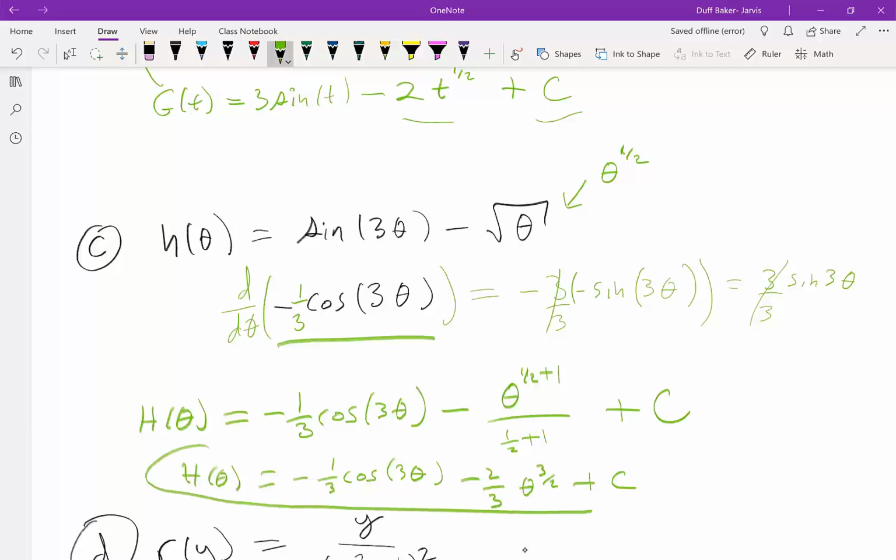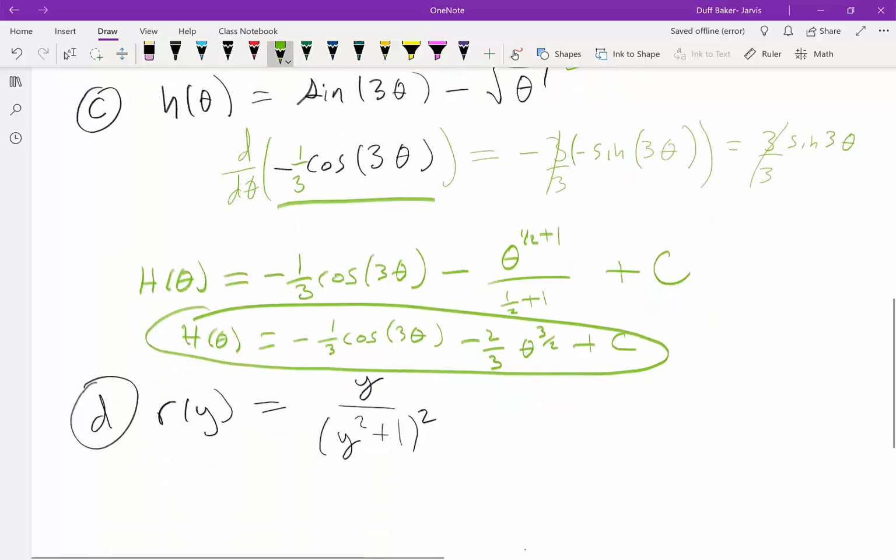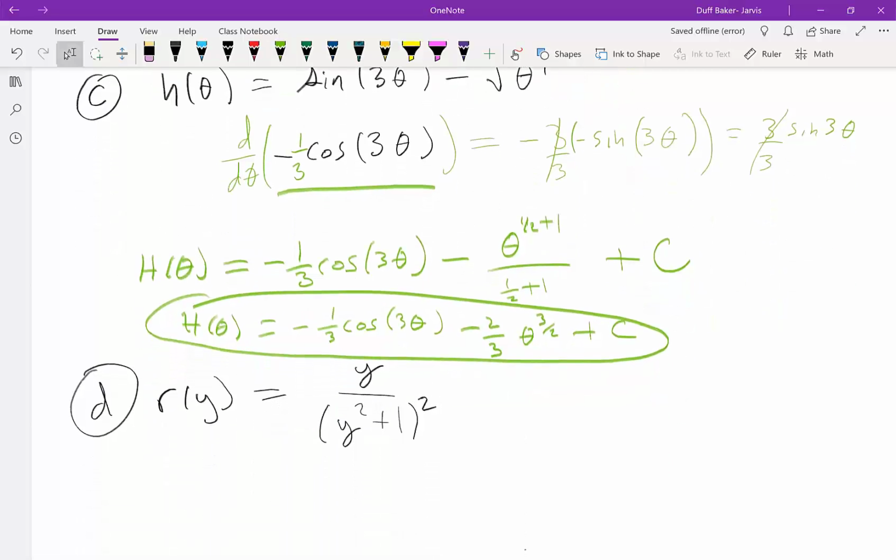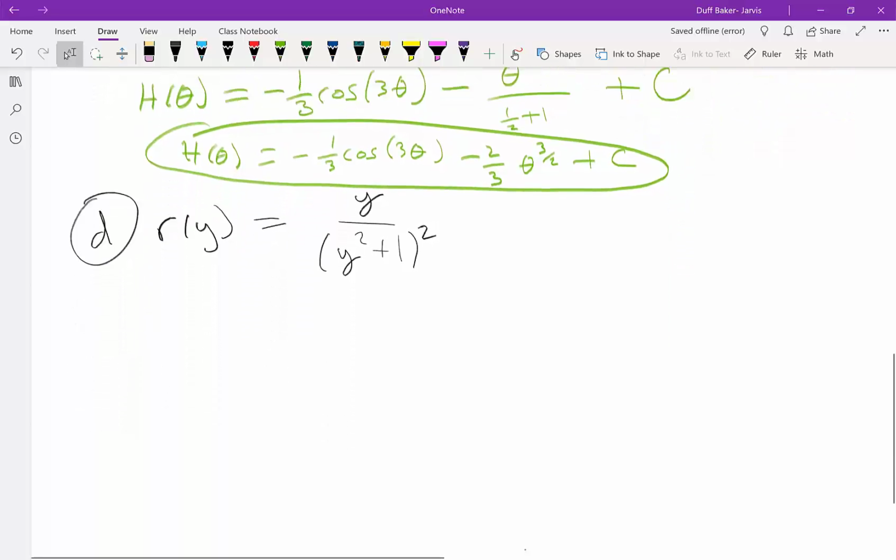Okay. So like I was saying, sometimes it's a little bit of just guess and check, at least for us right now, especially if there's something a little bit more complicated than just sines, cosines, or x to the powers. But we're not going to get that complicated yet, at least. Okay, and one more of these.